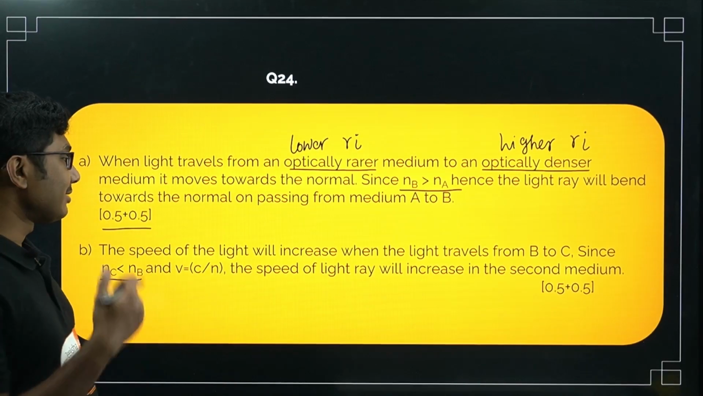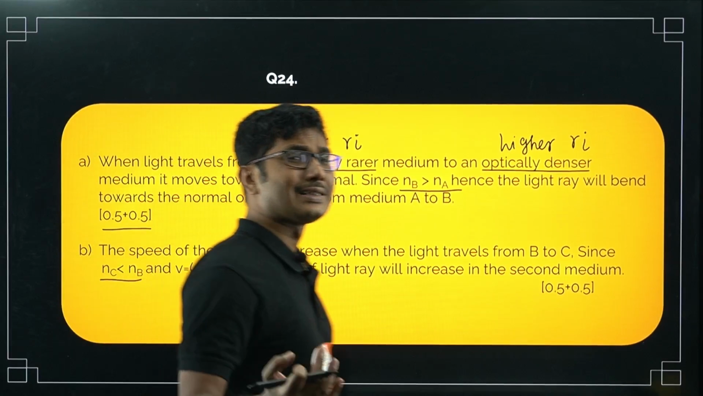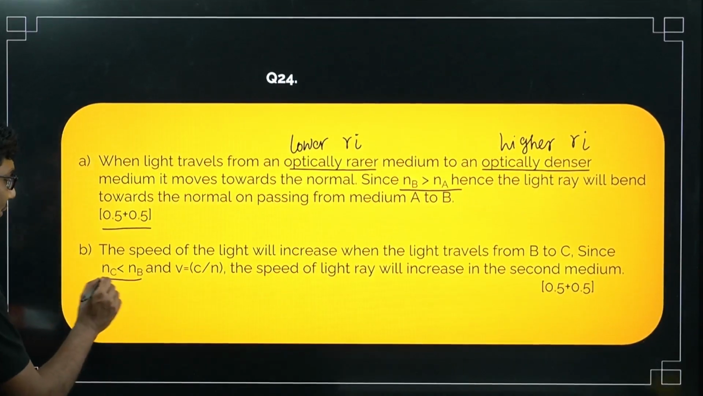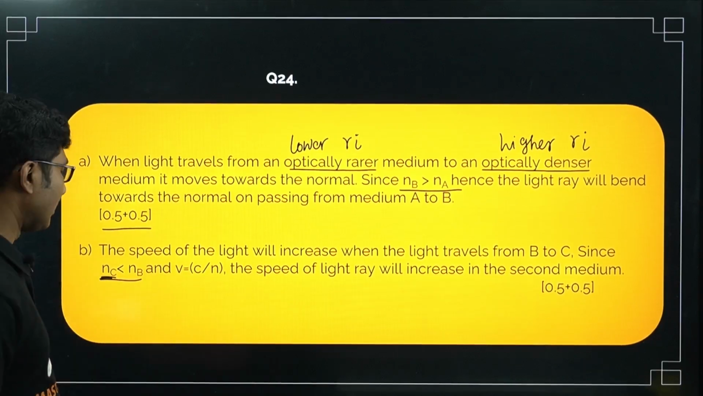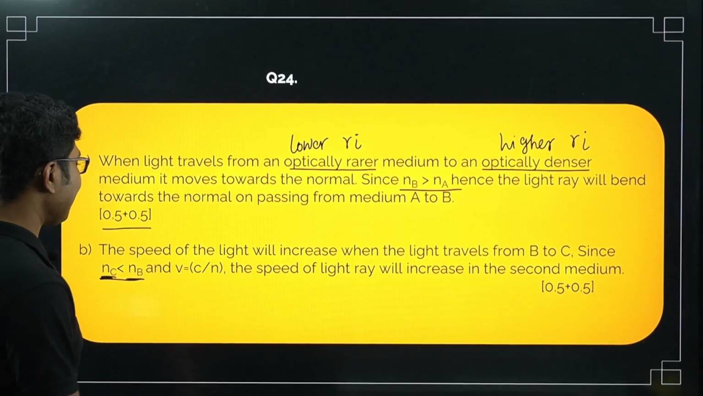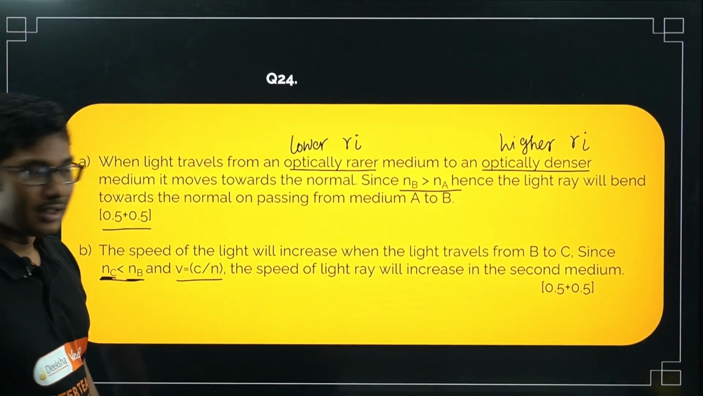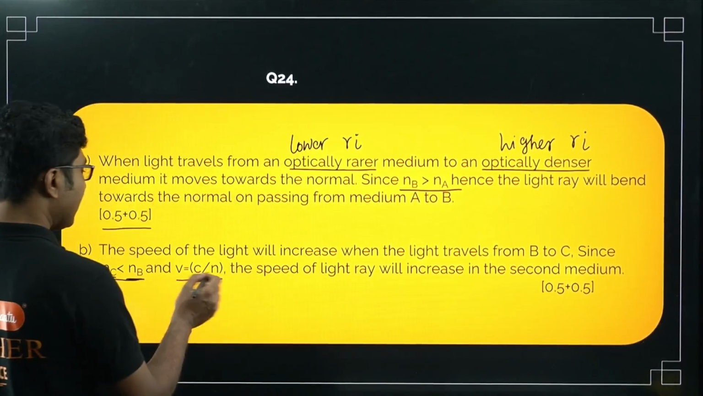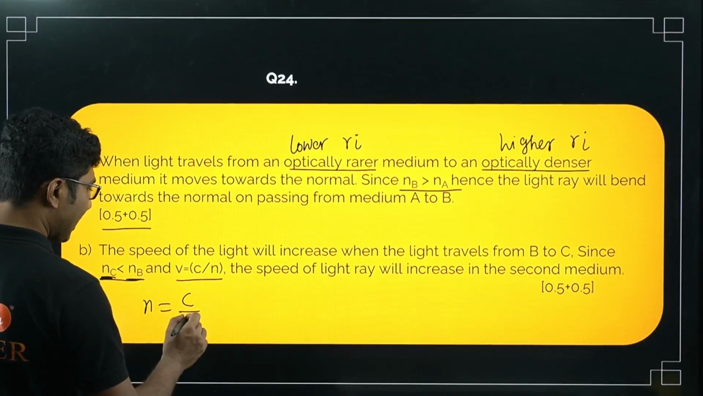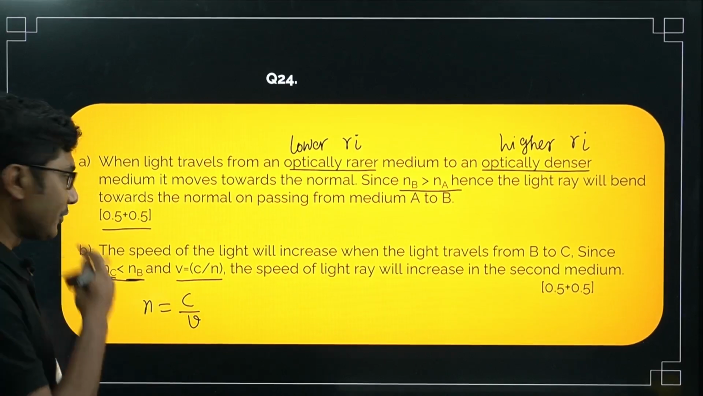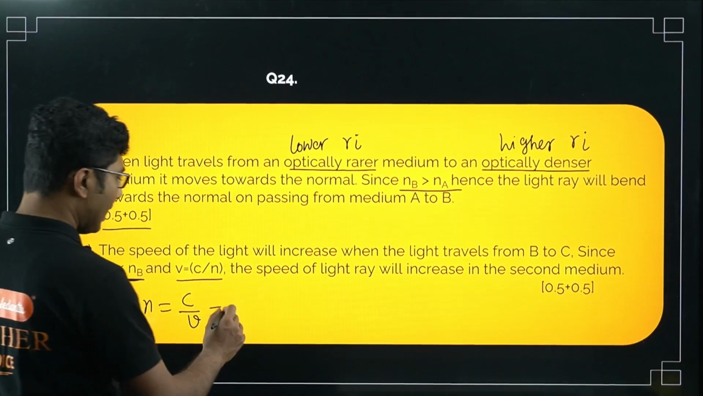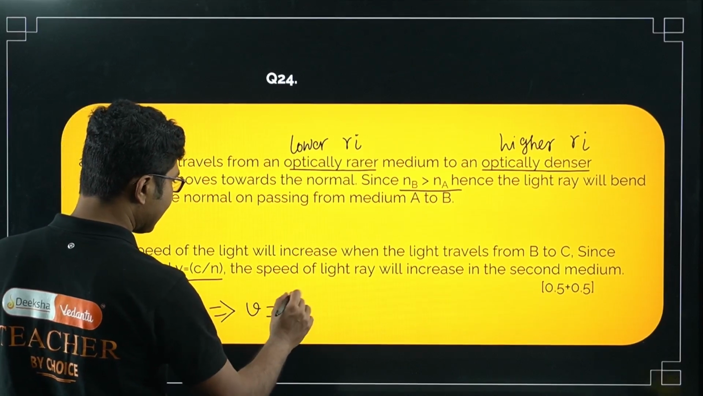As I said, as the refractive index increases, the speed of light decreases, right? In this case, as they have mentioned, the refractive index of C is less than that of B, so NC is less than NB, and V is equal to C by N. There is a relationship between the speed of light and the refractive index, which is basically N equals C by V. Now the higher the refractive index, the lower is this V. Why? Because you can find V to be C by N.